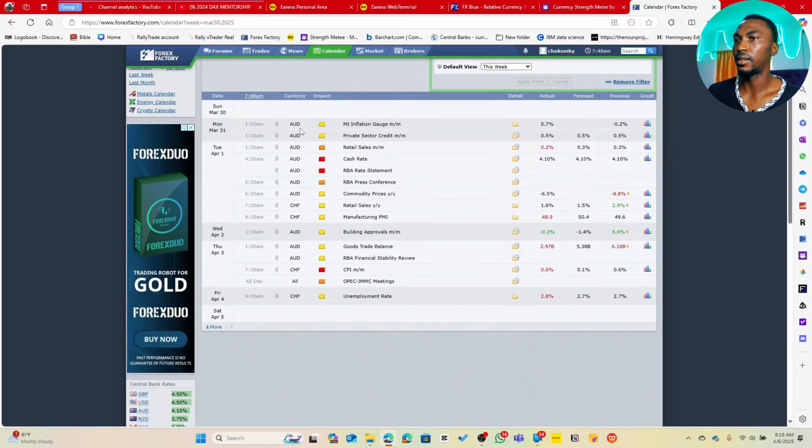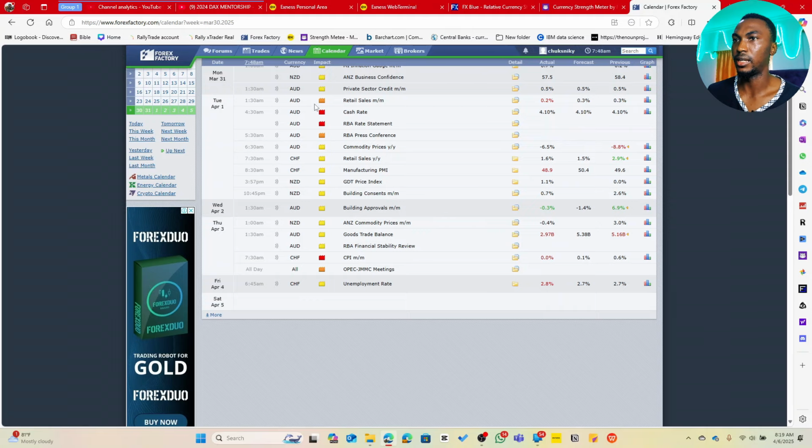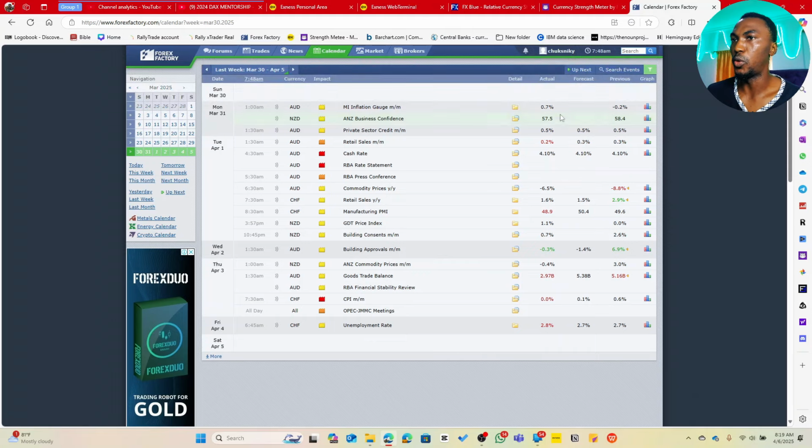Australian dollar had some news prior to this, right? The Australian dollar had some low news. See, this is what retail sales was, bad news. The PMI for Swiss franc was bad news. So how come the Swiss franc gained so much strength? So this is where it happens, right?